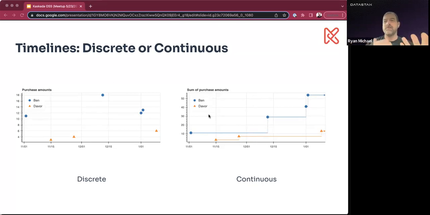So when we talk about this timeline abstraction, there are two flavors. The one on the left is what we call discrete. These describe values that are at specific points in time. And on the right, we have continuous. These are generally aggregations and other things where we can answer a question at any given point in time. And therefore, it's a continuous function.